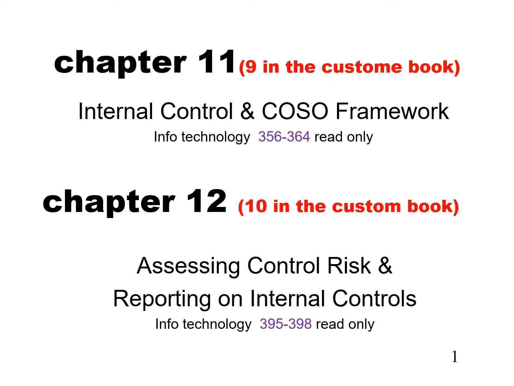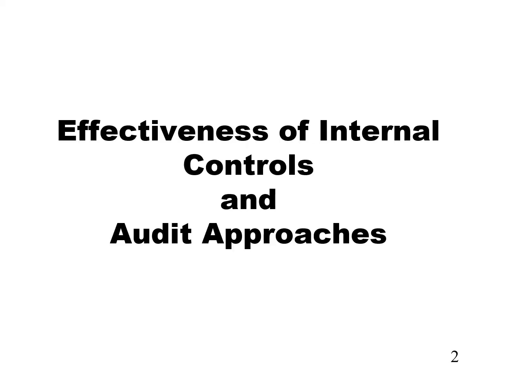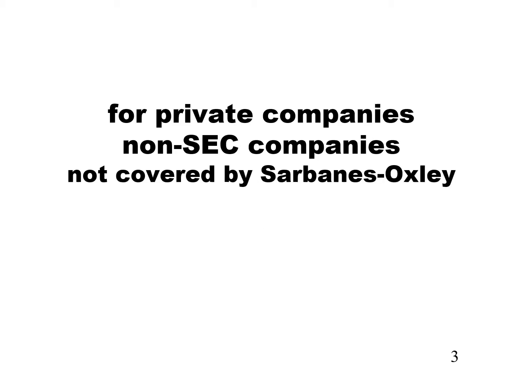Hello, today we're going to complete chapters 11 and 12. We're going to talk about how we're going to decide on the audit approach we're going to take. We're going to start out with private companies that don't have to file with the SEC. They're not covered by Sarbanes-Oxley.